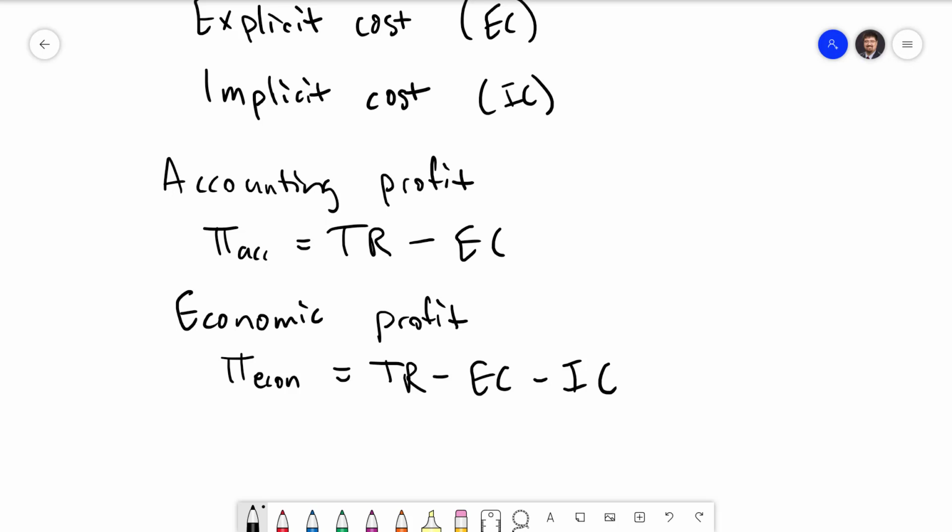Positive accounting profit means that more money is flowing in than flowing out of the firm. A positive economic profit means that the best decision has been made. Negative accounting profit means that a firm is losing money. Negative economic profit means that a decision has been made that was not the best one. Because of the implicit cost component of economic profit, it's possible to have positive accounting profit but negative economic profit, meaning that a firm is making money but not as much as they could be by doing something different.